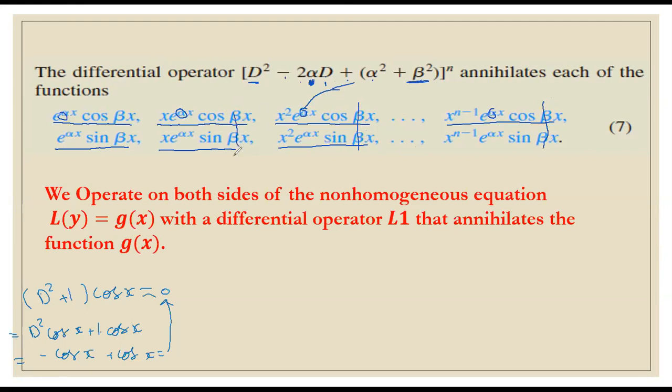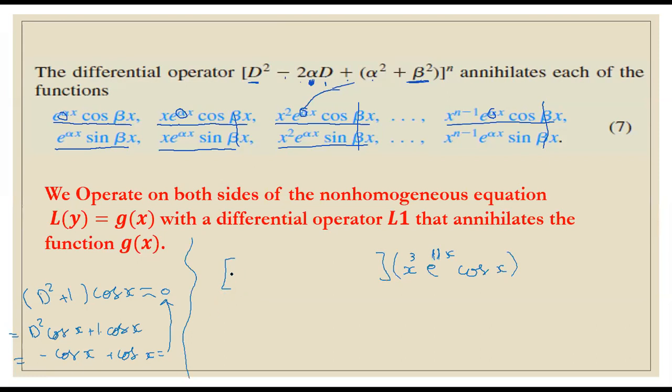So if I asked you now to give me the annihilator of this function, where I have x to the power 3, e to the 11x, cosine x, can anyone help to find the annihilator of this function, by applying the rule only?